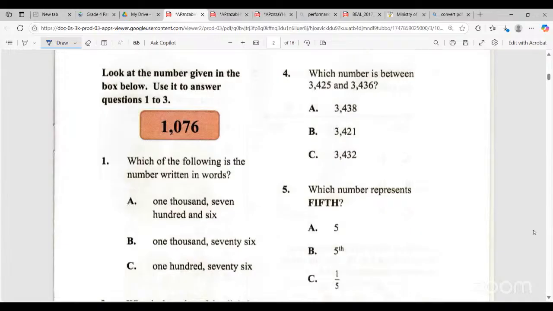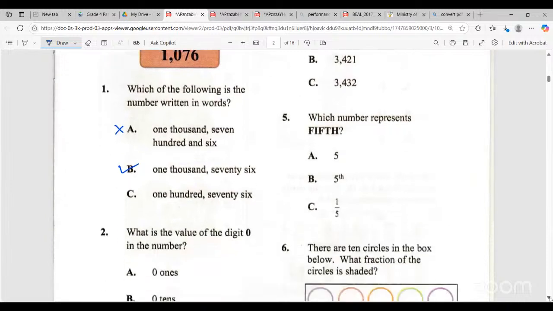All right, let's go. So A says, which of the following number is written in words? Now this is 1076. So let's see. This is 1706. No, this one is off. 1076. Yeah, this one can work. This one's a 176. That could not work. All right. Let's move on to 2.